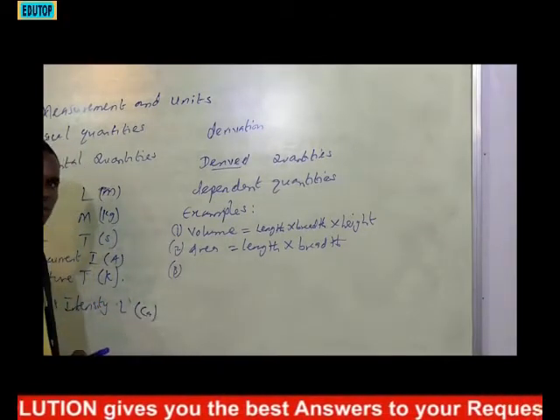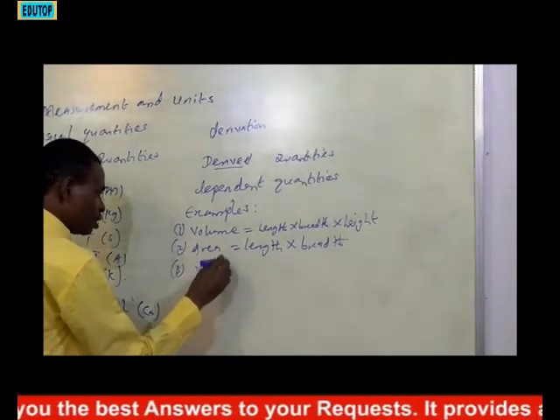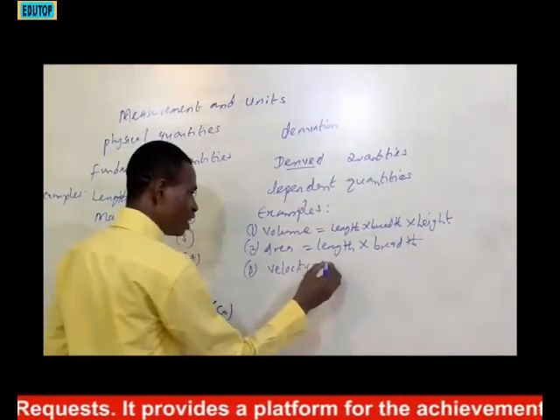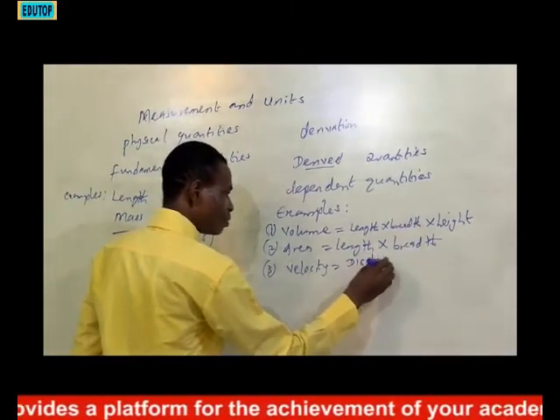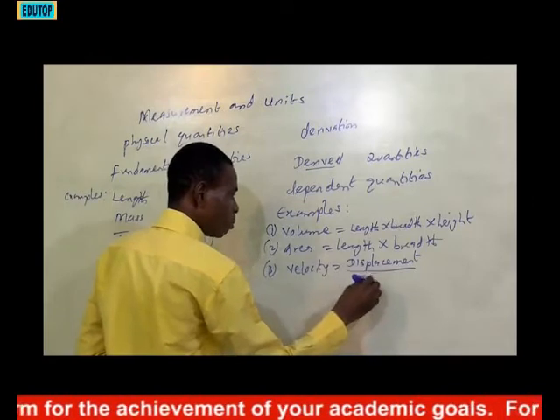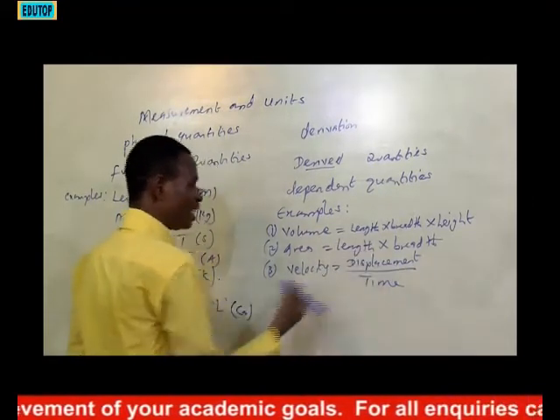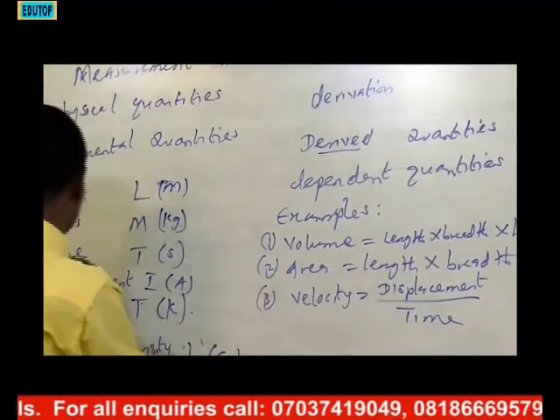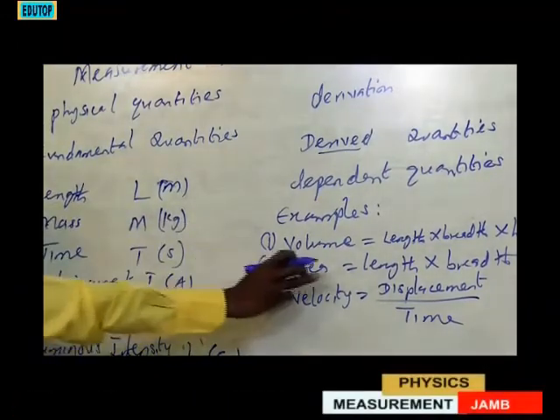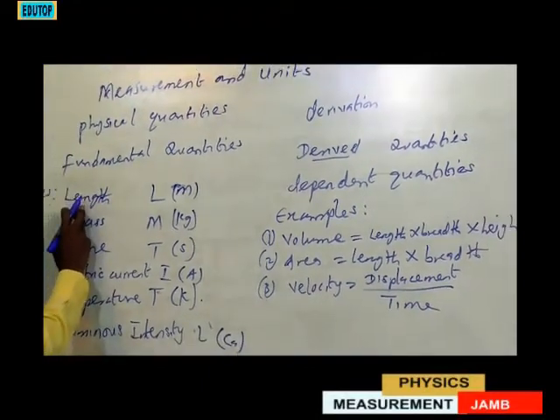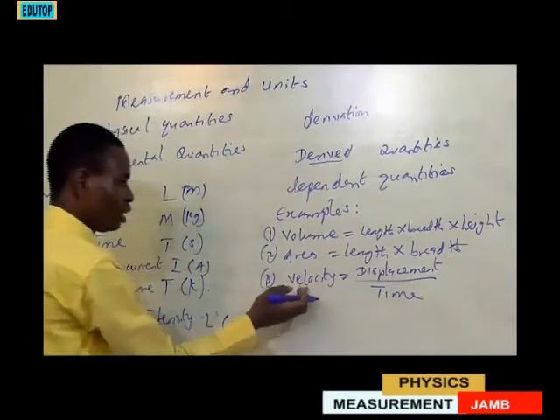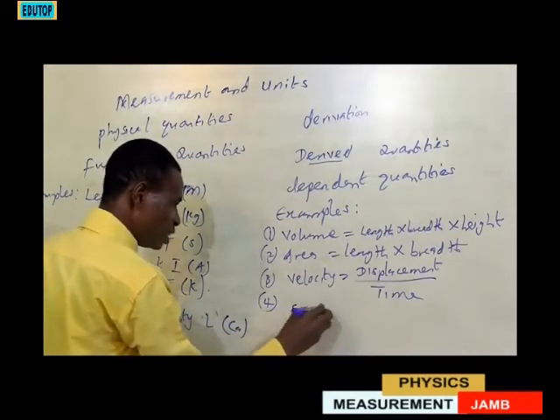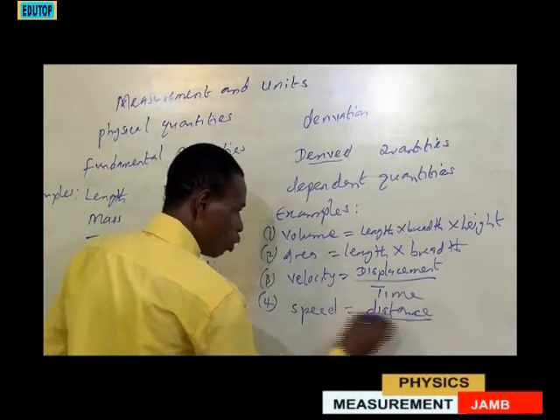Let me give you more examples. Look at velocity. Before we can have velocity, something has to come together. Velocity is displacement over time. Displacement is a distance. Time is an example of fundamental quantities. Displacement, which can also be referred to as distance, is also a fundamental quantity. When it comes together, it gives what we call velocity. What about speed? That one is distance over time.